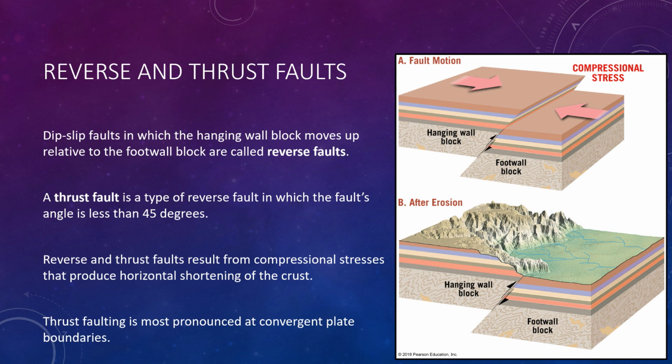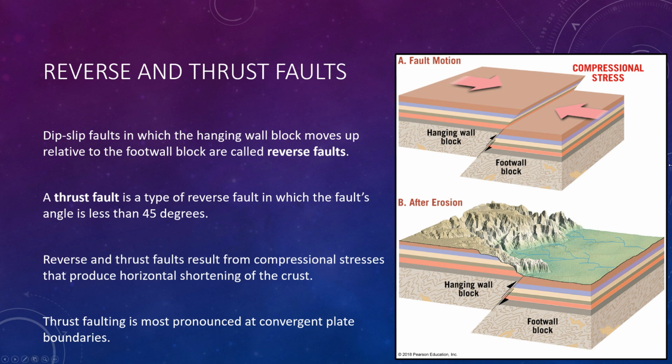Dip-slip faults in which the hanging wall block moves up relative to the foot wall block are called reverse faults. So it's the same type of fault where motion is along the fault line, but in this case it's the opposite direction. A thrust fault is a type of reverse fault in which the fault's angle is less than 45 degrees. Reverse and thrust faults result from the compressional stresses that produce horizontal shortening of the crust. In other words, two pieces of land moving together.